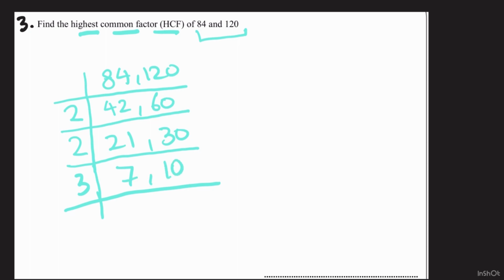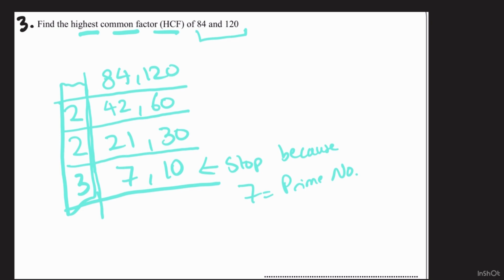Because 7 is a prime number, we have to stop here and can't go any further. Now it's asking for the highest common factor, which is all the numbers in this column multiplied together. So highest common factor would equal 2 times 2 times 3, which gets us 12. So put that in the answer box: 12.